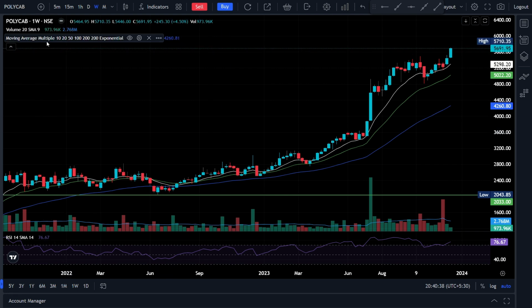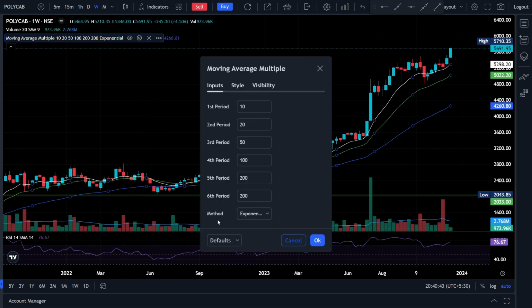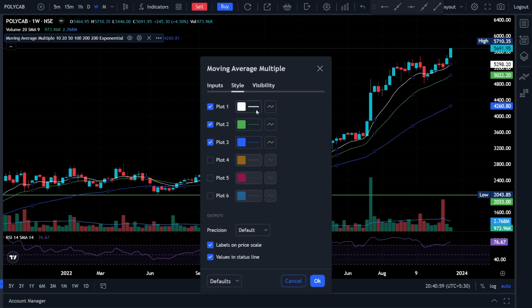I use a moving averages multiple indicator, and it has the option of using 6 moving averages at the same time. The maximum number I've ever used is 5. My favorite ones are 10, 20, and 50. 100 and 200 are as backups. To set these up, you have to enter these numbers in inputs. In the style, you can choose the colors of the EMAs you want, and here you can activate or deactivate the ones that are shown on the chart.